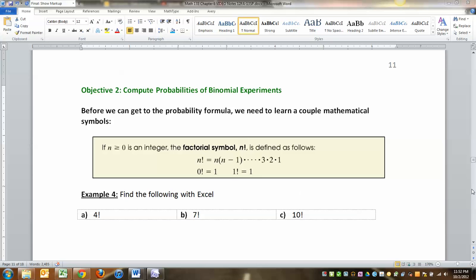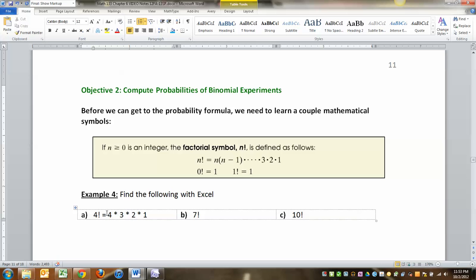Before we can get into the big formula, we need to learn a couple mathematical symbols if we didn't know them already. The first is the factorial symbol. Now, the factorial symbol is an exclamation point after a number. So what that means is that it's that number times itself minus 1, and so on. 4 times 3 times 2 times 1.